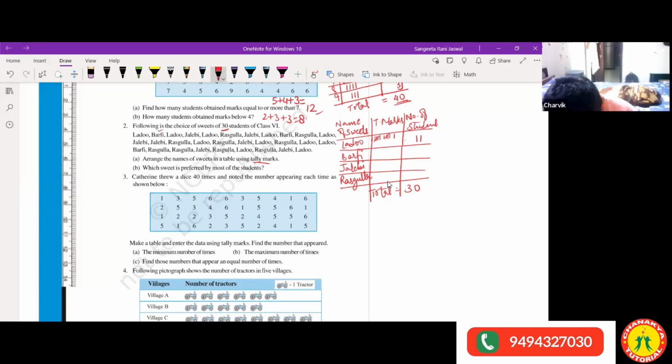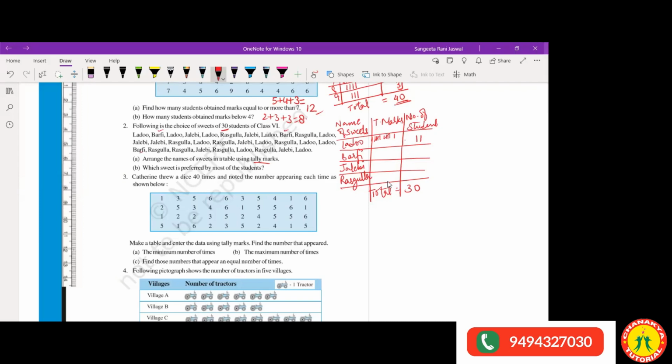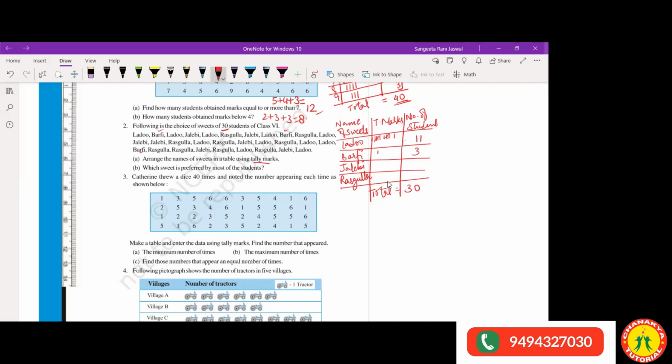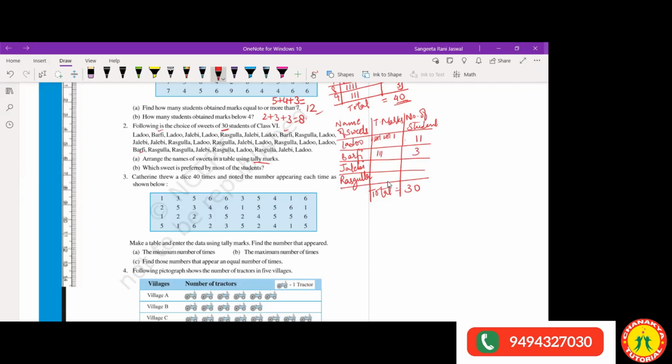1, ma'am, 2, 3. Only 3 times, ma'am. Only 3. 1, 2, 3. Tally marks also finished. Okay, and then jalebi.